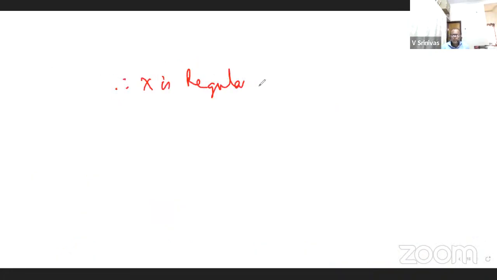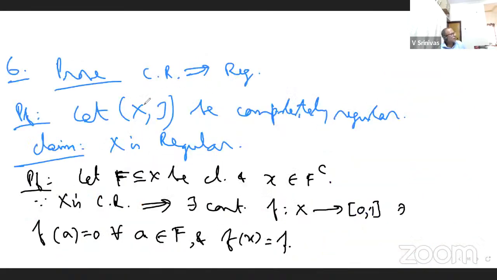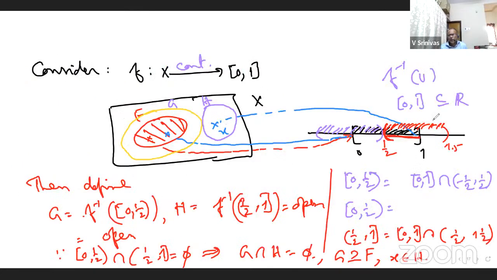Okay, so that's how out of complete regularity you can obtain regularity. Complete regularity gives you a continuous function. Out of this continuous function, you can get open sets. Of course, to prove regularity, you have to start with a closed set F and a point X outside that. Okay, and then you use the continuity of F. Here, you take suitable open sets and go for the inverse image of those open sets.